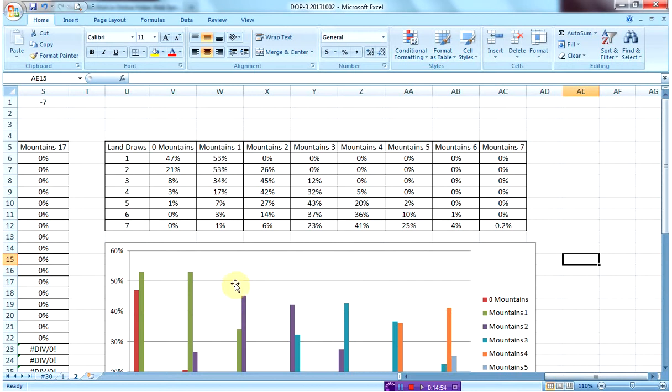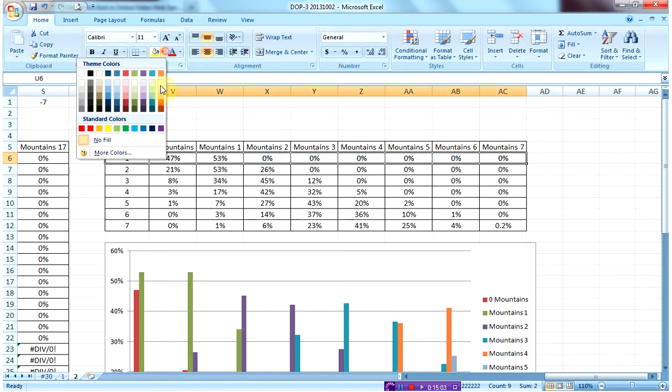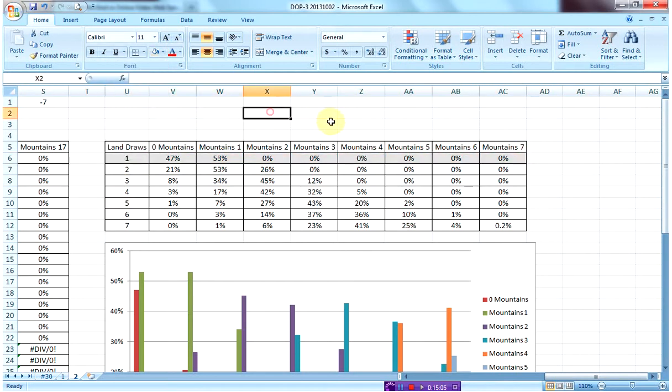So let's see what cells are we looking at for that. We're not looking at one land draw. I'll just gray that out because we know if we've only drawn one land, we don't have both of our colors. We also know we don't need to bother looking at 0 mountains, because if we have 0 mountains, we don't have both of our colors.